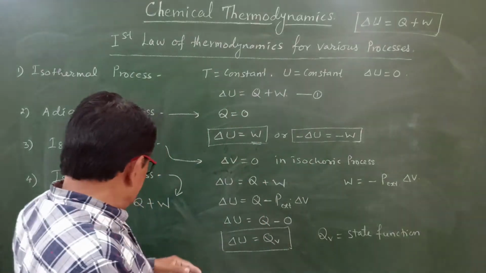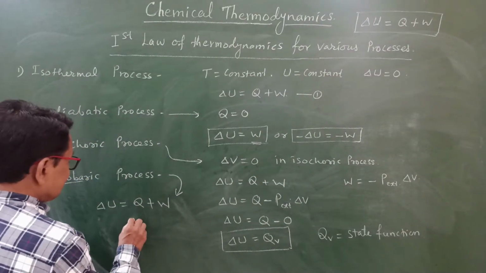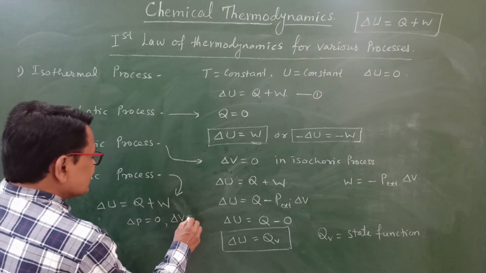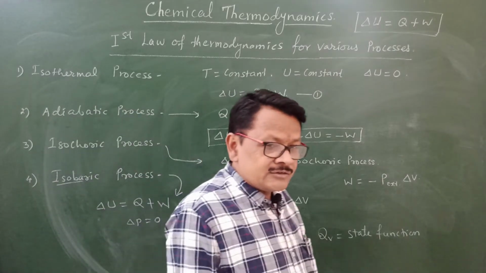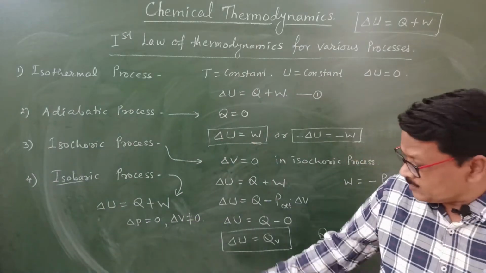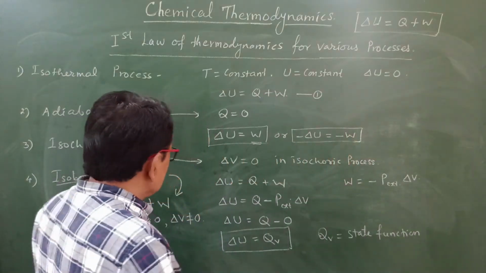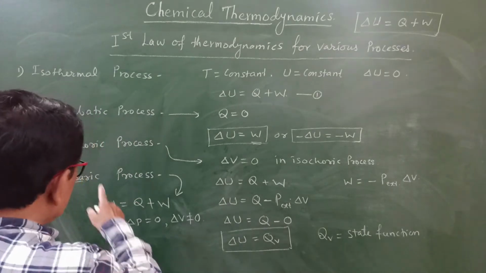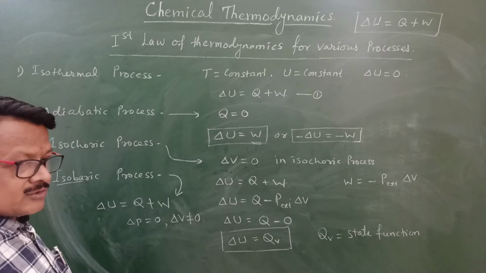Here in this isobaric process, delta P is equal to 0, but delta V is not equal to 0. In isochoric process, delta V is 0. In isobaric process, delta V is not equal to 0, but delta P is equal to 0.